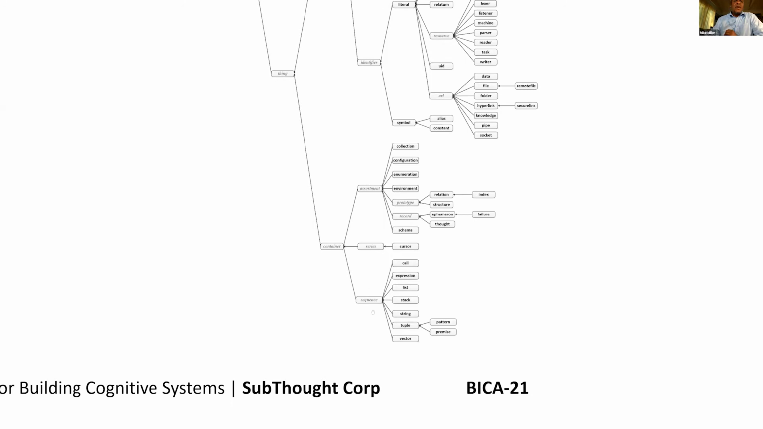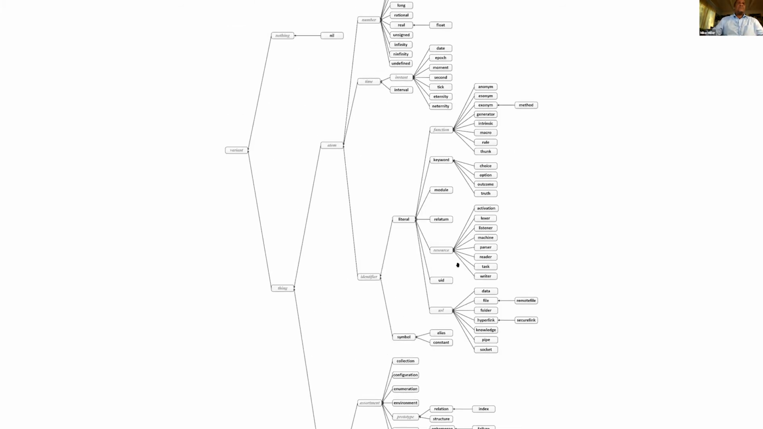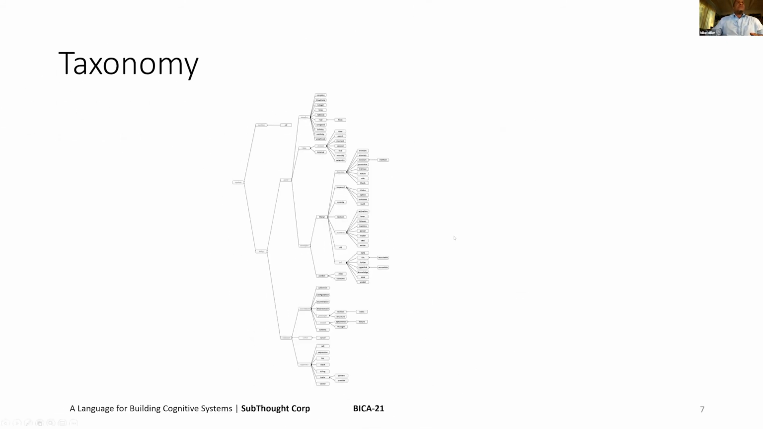Also, we have sequences. As I mentioned before, we have calls, and we have expressions. An expression is a list that is undelimited, so there are no parentheses around them at all. We have lists, which are denoted by curly braces. We have stacks. We have strings, which are denoted by double quotes. We have tuples, which are denoted by square brackets. And we also have vectors, byte vectors, which are denoted by pipes. So that's the taxonomy.